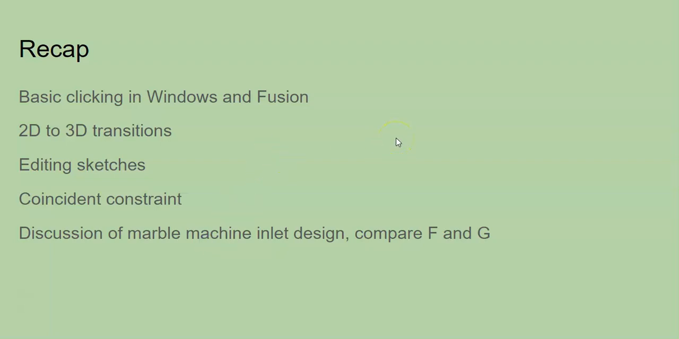So here's a recap. What we talked about in this video is basic clicking in Windows and Fusion, 2D to 3D mode transitions, how to edit sketches, the click pattern for the coincident constraint, and a discussion of marble machine inlet design. So that's all there is to this video. I realize this one's getting kind of long. It's 19 minutes. So we will hit the pause button and say that that's all for this particular episode.